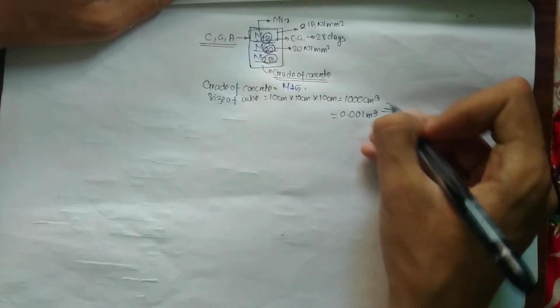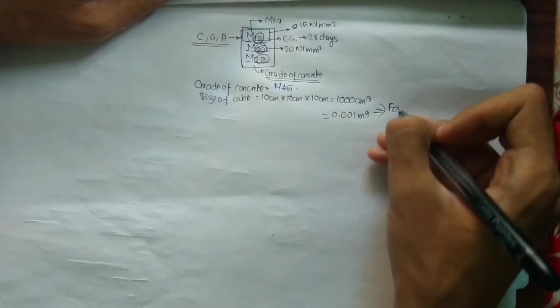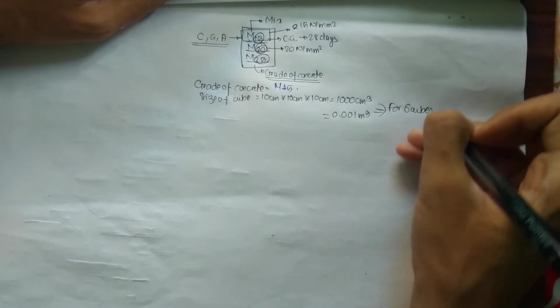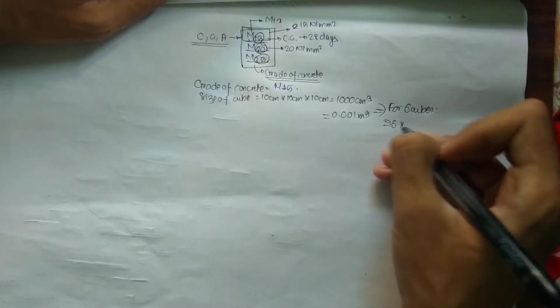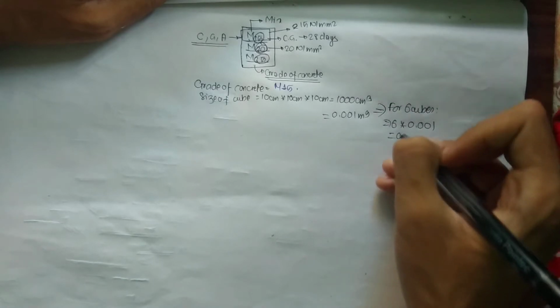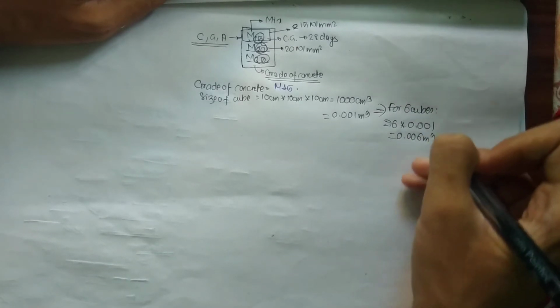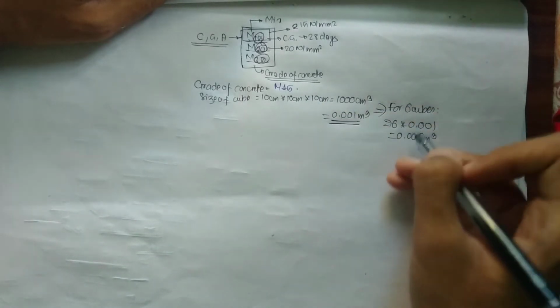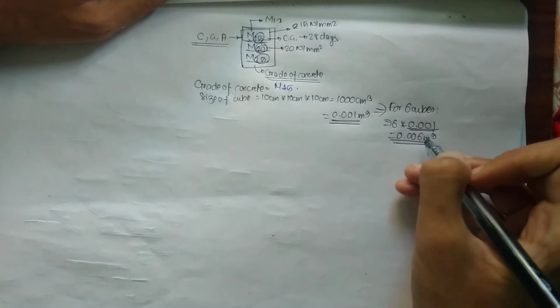So right now we'll be calculating the amount of concrete required for 6 cubes. For 6 cubes we'll be requiring 6 into 0.001, so 0.006 meter cube. This is the size of 1 cube, so basically the size of 6 cubes is 0.006 meter cube.